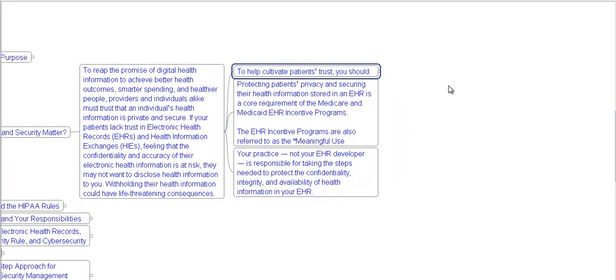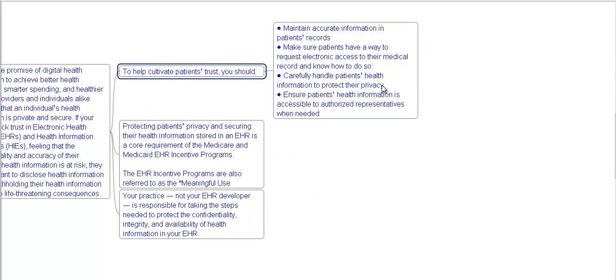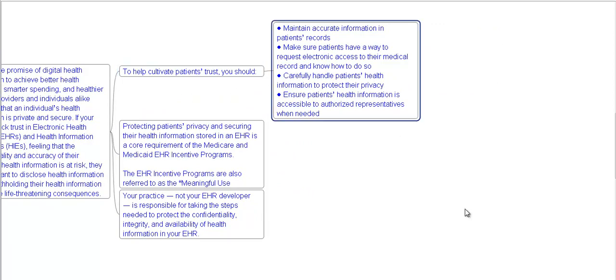To help cultivate patient trust, you should maintain accurate information in patient records. Make sure patients have a way to request electronic access to their medical record and know how to do so. Carefully handle patients' health information to protect their privacy. Ensure patients' health information is accessible to authorized representatives when needed.